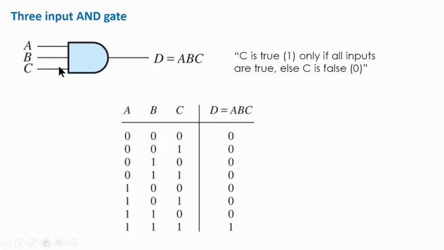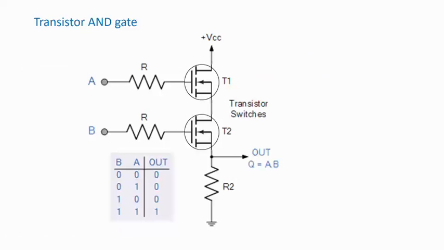So this is an example of a three-input AND gate. So A times B times C, and again the output will be high if and only if all the inputs are high. That's the main logic. So how do you make that AND gate from the transistor at basic level?